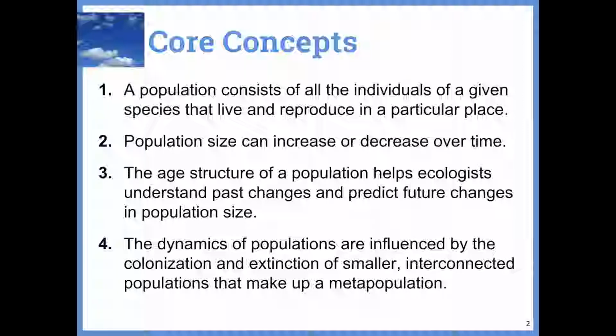The first one, a population consists of all of the individuals of a given species that live and reproduce in a particular place. Second, population size can increase or decrease over time. I think that should be obvious. Three, the age structure of a population helps ecologists understand past changes and predict future changes in population size.